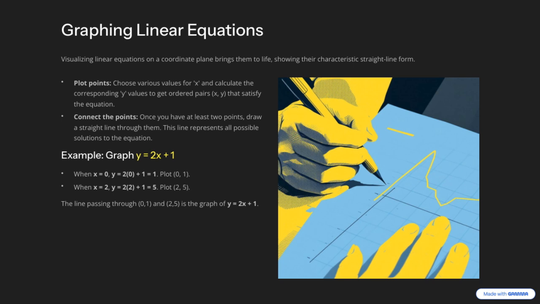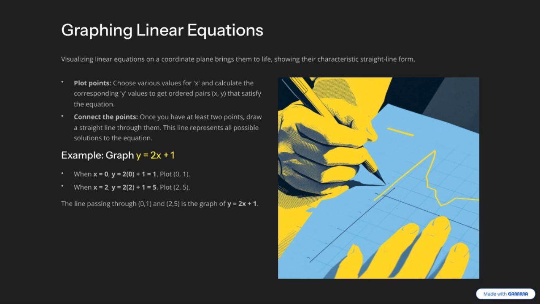This line isn't just a random line. It represents all possible solutions to the equation. Every point on this line satisfies y equals 2x plus 1. To find more points, we can choose different x values, plug them into the equation, and find the corresponding y values. Plot those points as well.